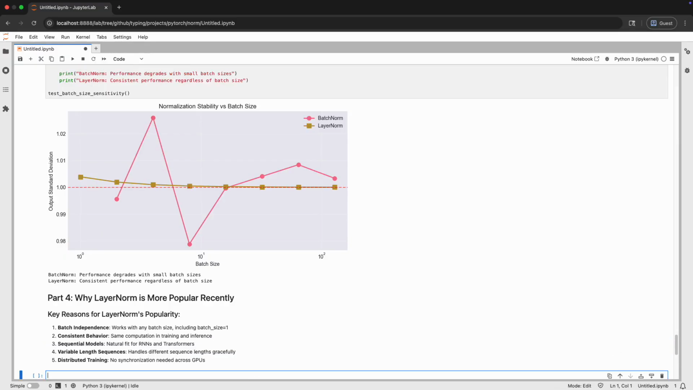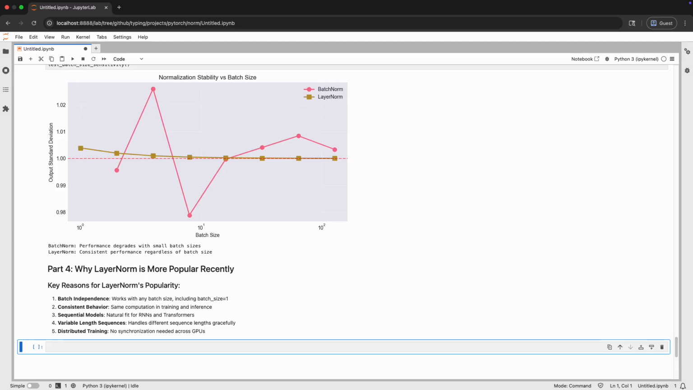In part 4, let's discuss why LayerNorm has become more popular recently. The key reasons include batch independence, working with any batch size including 1, consistent behavior between training and inference, natural fit for sequential models like RNNs and transformers, graceful handling of variable length sequences, and no synchronization needed across GPUs in distributed training. Let me show you a practical example of a transformer block using LayerNorm.